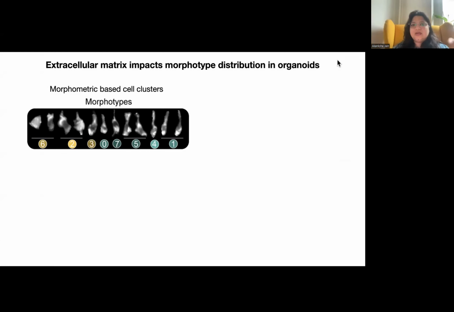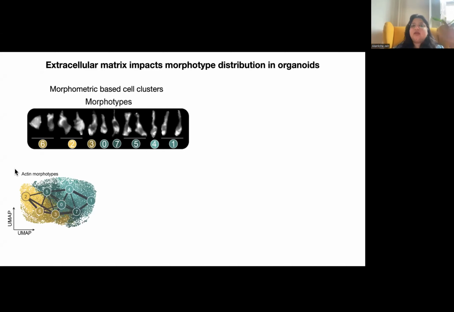So what we had done is we had segmented a lot of cells, right? So we generated a list of about 25 to 30 parameters, such as cell volume, cell elongation, curvatures, etc., to now divide these cells in clusters based on their morphometric parameters. This means that each cluster contains cells which are similarly shaped.